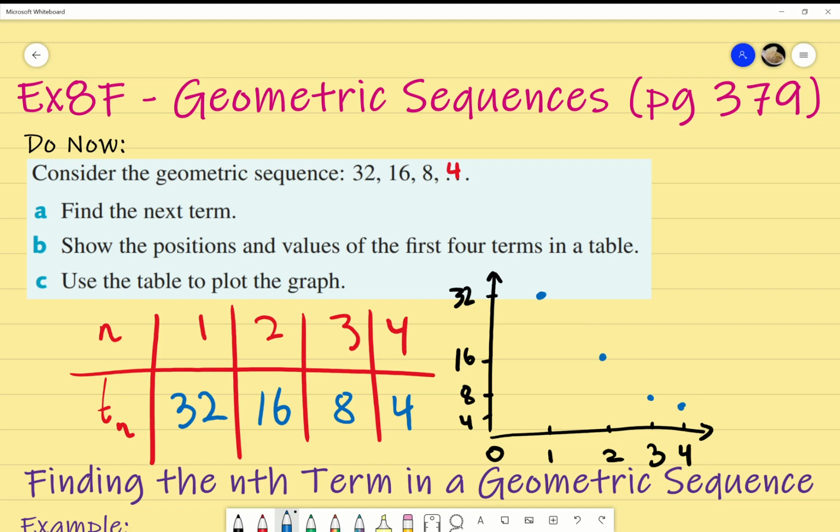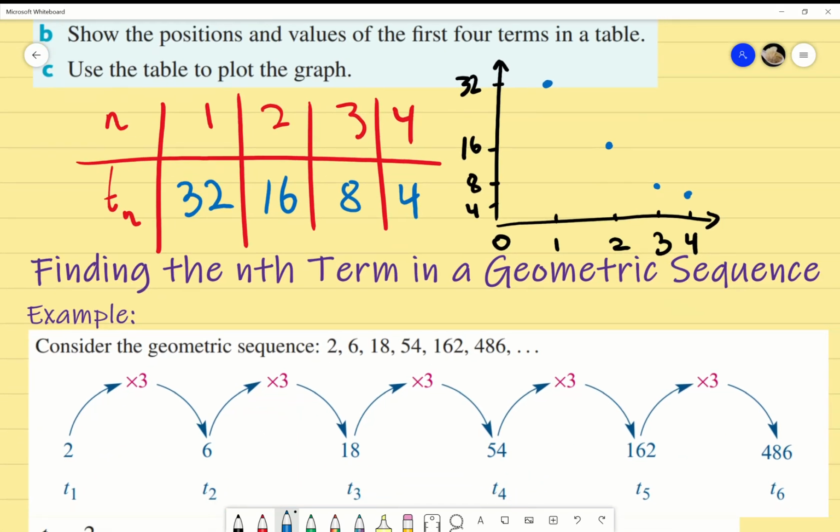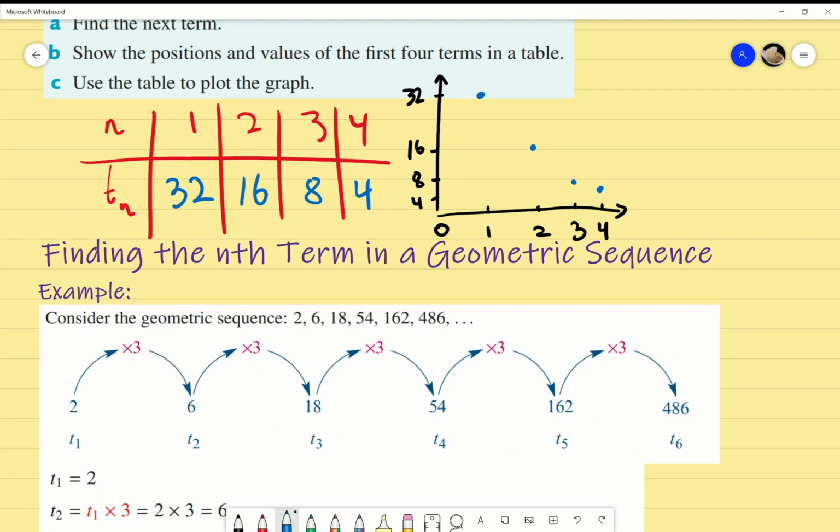Awesome. Let's get into the content for today's exercise. We're looking for the nth term in a geometric sequence. Just like we did with the arithmetic sequence, we have a formula. Before we get there, I'm going to show you where it comes from.